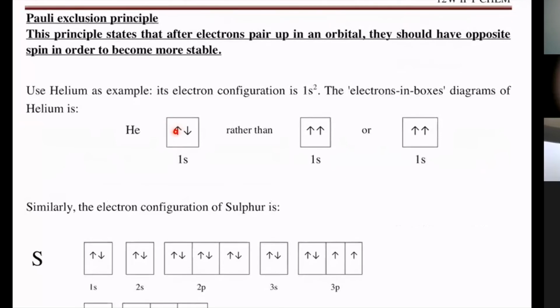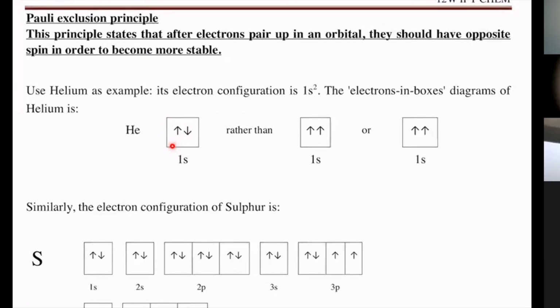And then if it spins up, it's going to generate a net magnetic field. Okay, and then if we have another one that spins down, it's going to generate another magnetic field. And because they have opposite directions, the magnetic fields are going to cancel out. So there's no net magnetic field. So according to the Pauli exclusion principle, when they pair up, they should spin in opposite directions so that no net magnetic field is generated.